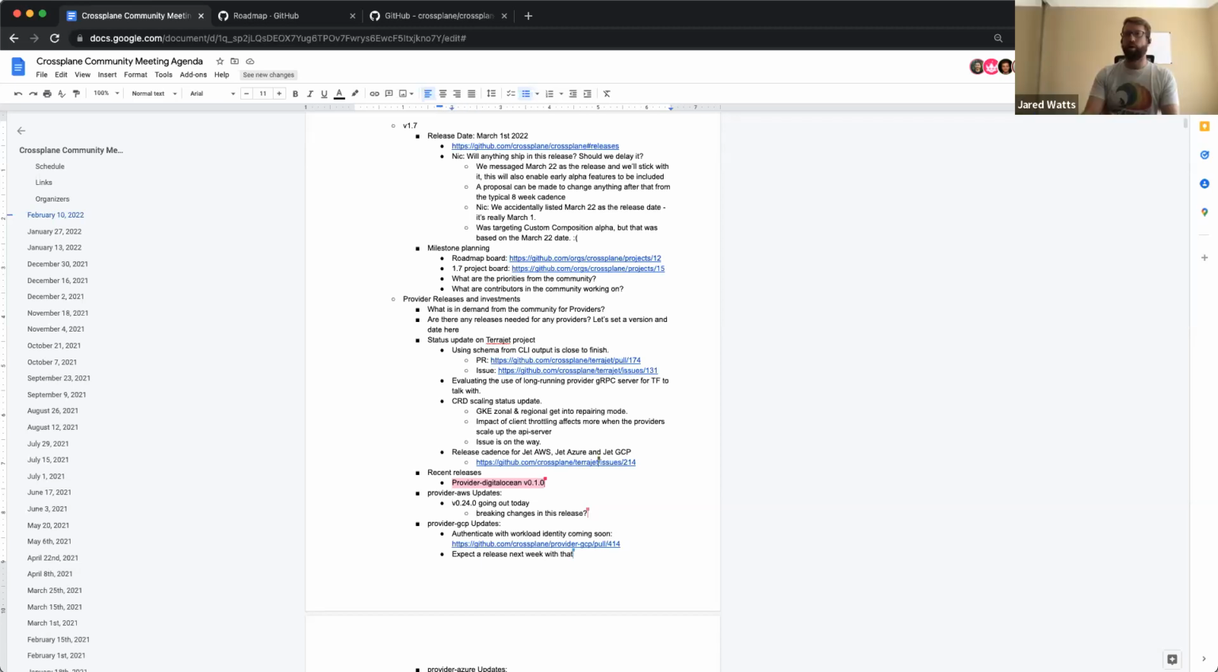Good. Okay, so then provider AWS, the 0.24 is planned to go out today. So Christopher, if you want to share some more context on that one, what's important, what's in that one, and also in the context of if there are breaking API changes associated with it, then that would be great to know too.